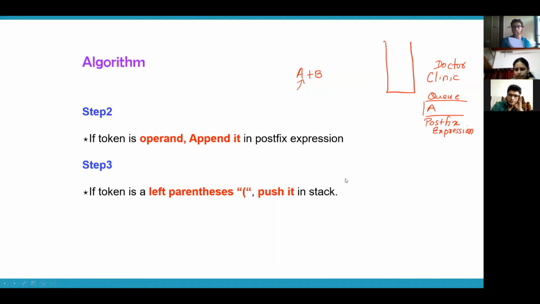So just imagine that the left parenthesis is that doctor's wife. Whenever the doctor's wife comes to the clinic, he cannot put his wife in the queue. Where will he put the wife? He'll take her inside the clinic. So his wife, our left parenthesis, will get pushed inside the stack. Whenever a left parenthesis comes, you have to push it inside the stack. You have no other option because that's your wife. Okay, that's step number 3.